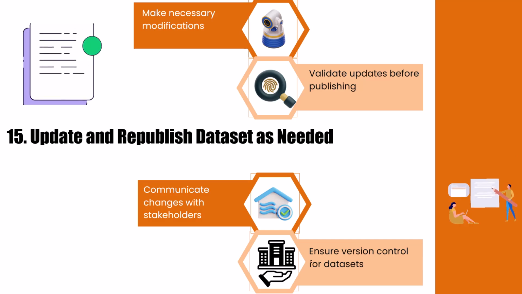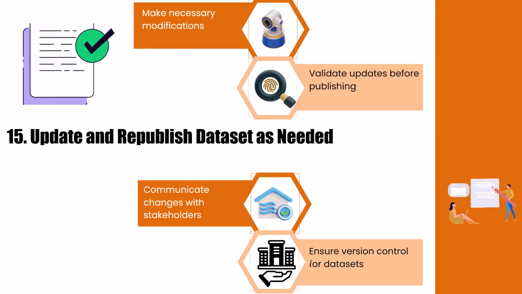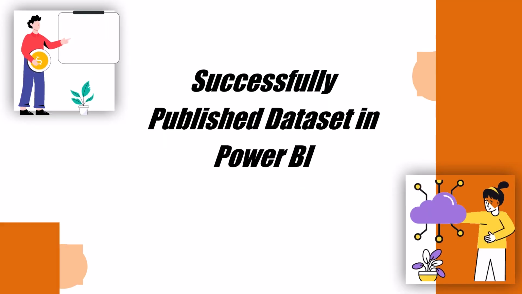Updating datasets is like giving them a fresh coat of paint. Sometimes they need a touch-up. First, we modify things as needed, ensuring improvements are actually helpful. Then we validate updates to avoid surprises. Communicating changes is key. No one likes sudden shifts without a heads up. And finally, version control ensures we can track history, because having backups is always a smart move.